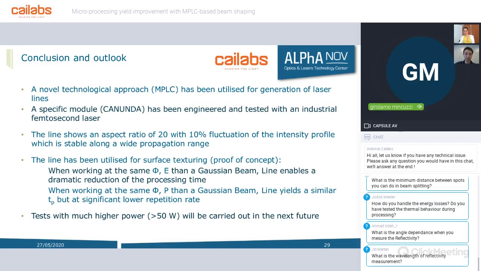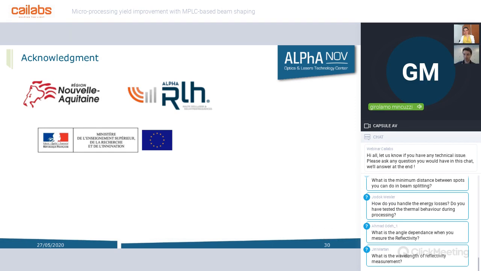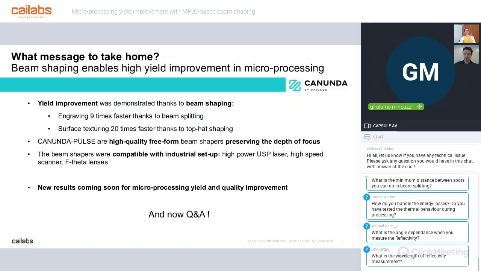For the near future, we intend to go on and make tests with much higher power. So consider a laser with more than 50 watts. So for me, it's fine. I can give the floor to Gwen or to Jérôme.